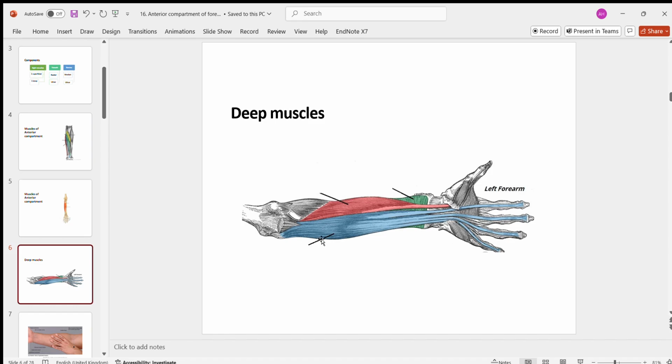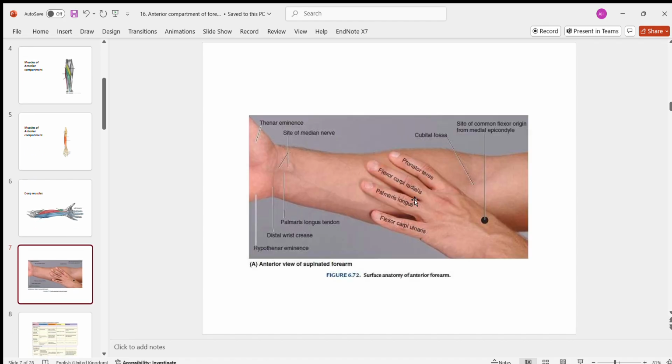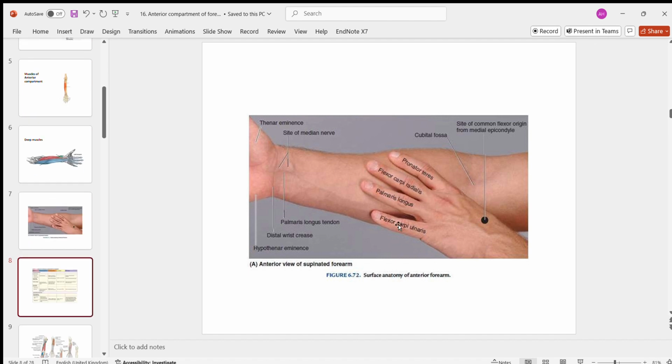The deep muscles are this blue one, flexor digitorum profundus, red one, the flexor pollicis longus, and the green one, flexor digitorum profundus. In this picture, we can see that the superficial muscles are pronator teres, flexor carpi radialis, palmaris longus, and flexor carpi ulnaris.